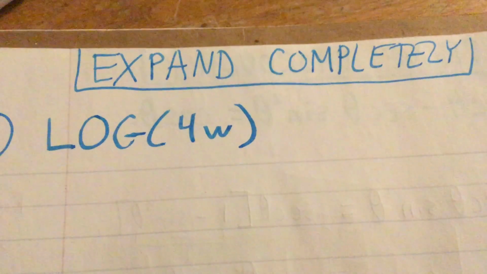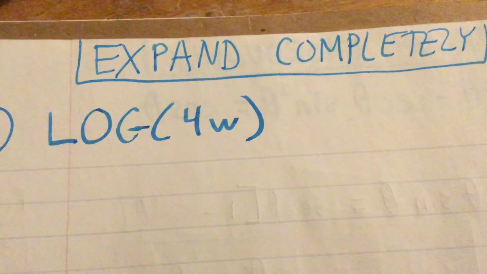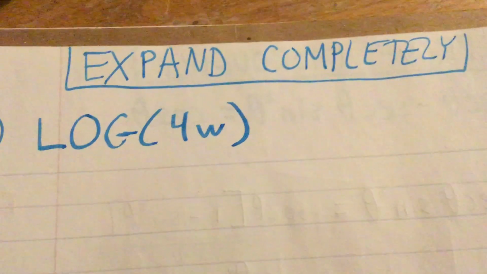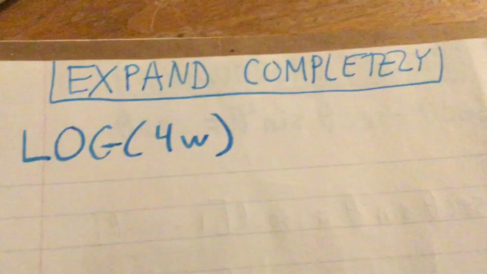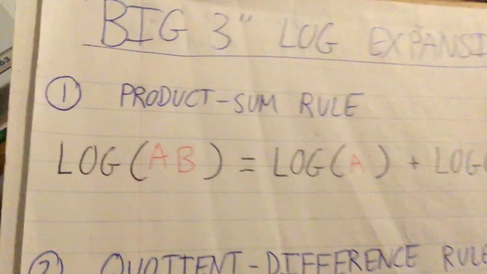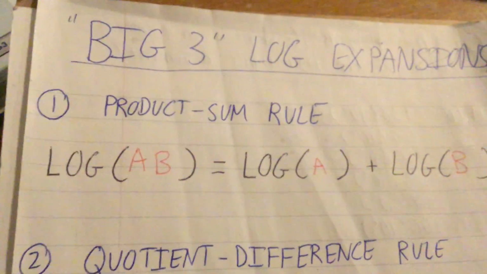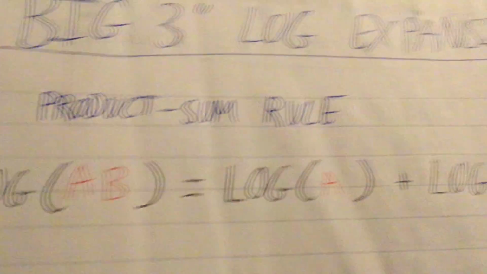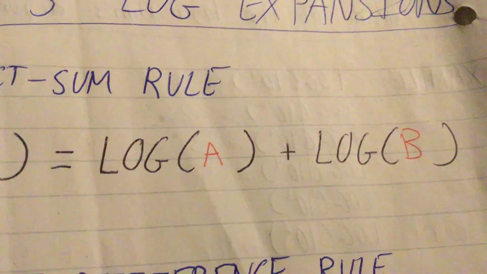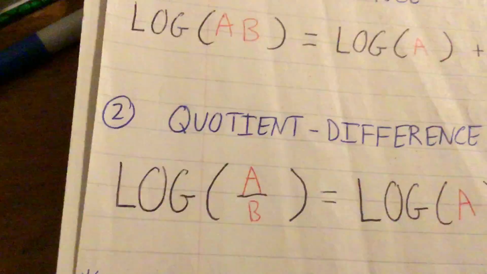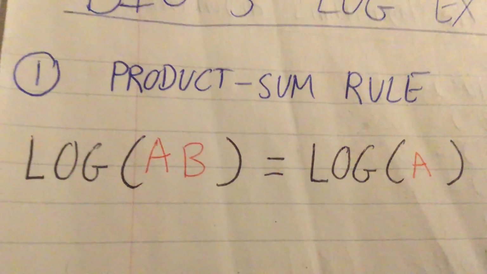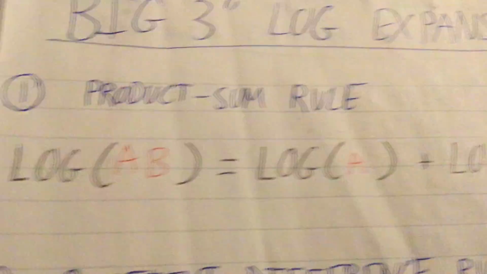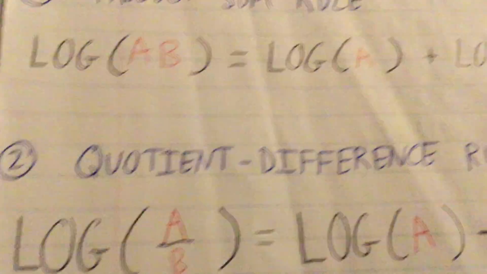All right, Algebra 2. So in today's lesson, we're going to be given a log argument, and your goal is to expand it completely using the big three log expansion rules. Recall that if you have multiplication inside of a logarithm, it can be expanded as the sum of its respective logs. So log of a times b is equal to log of a plus log of b.